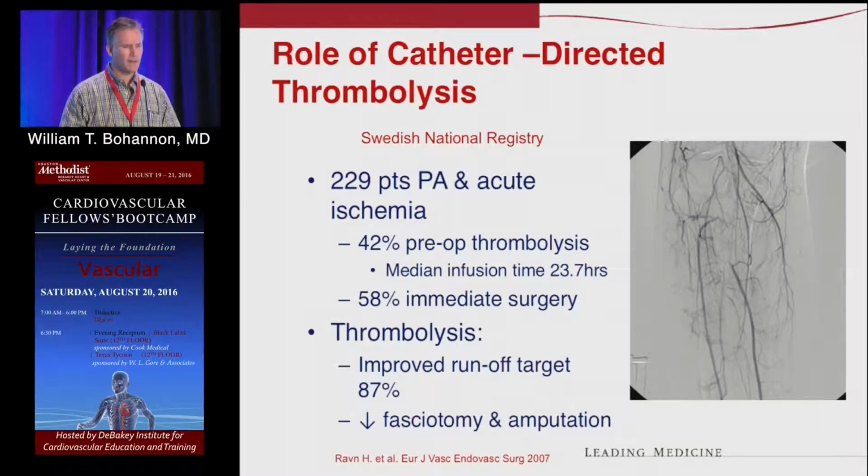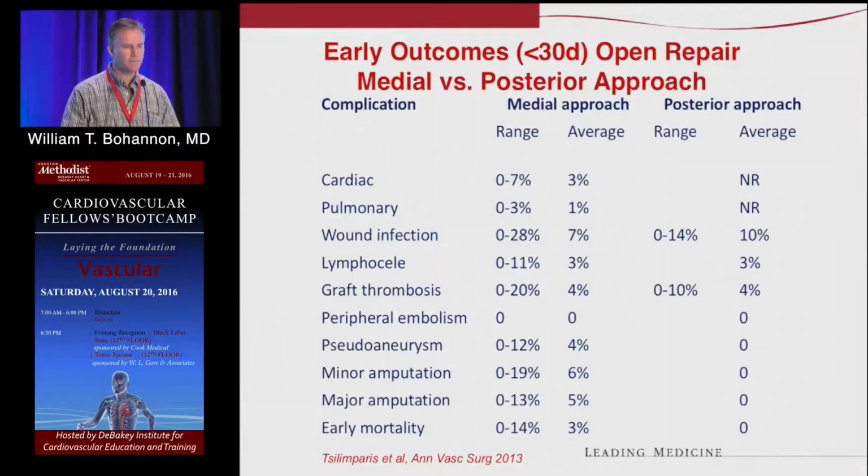And looking at the role of catheter-directed thrombolysis in this registry, about 42% of the people had pre-op thrombolysis, and the mean infusion time is about a day or under a day. Some of these acute people, however, if the limb is not viable, almost 60% required immediate surgery. But for those who had thrombolysis, the runoff target is improved in almost 90% and they were found to have a decreased fasciotomy and amputation rate.